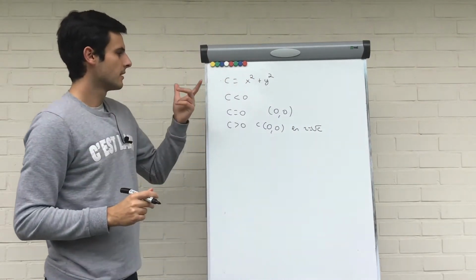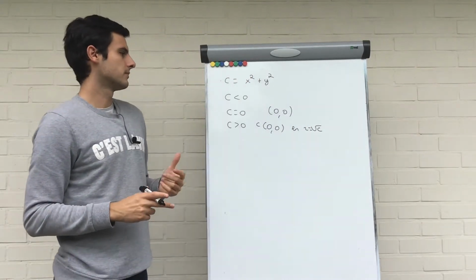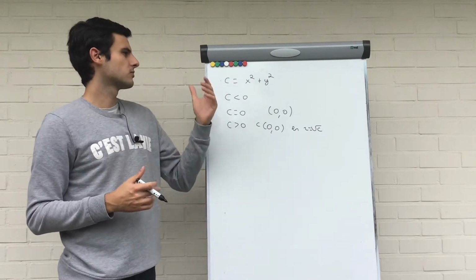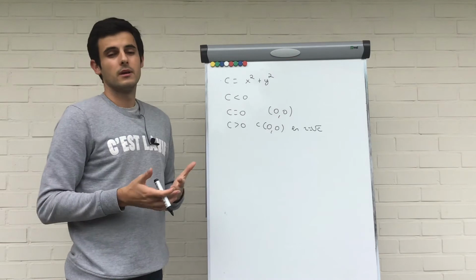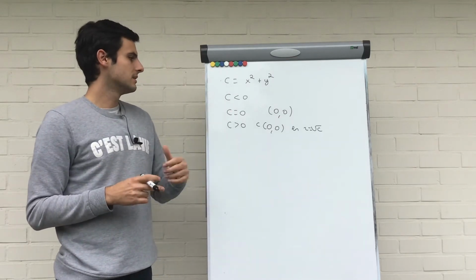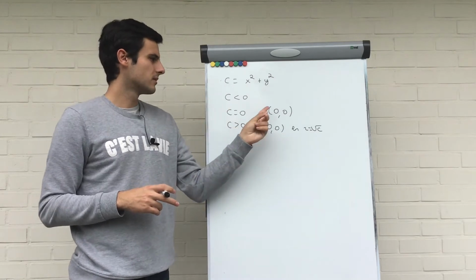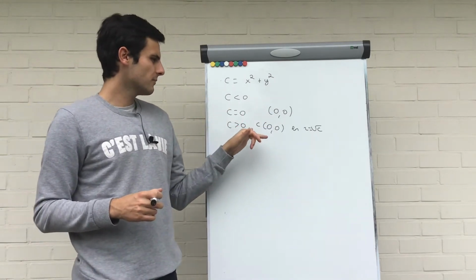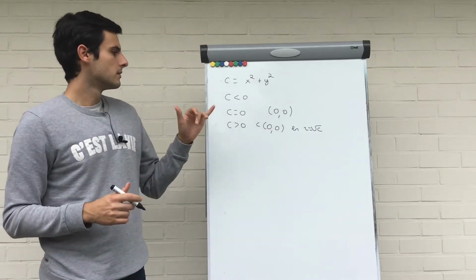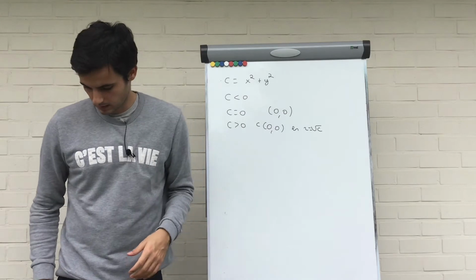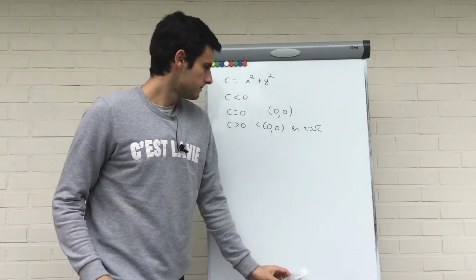So you see, when c is smaller than 0, we don't have any level curves, because x to the power of 2 plus y to the power of 2 cannot be equal to a negative number. When c is equal to 0, we have 1 point, (0, 0). And when c is larger than 0, then we have a circle with center (0, 0) and radius square root of c. Next exercise.